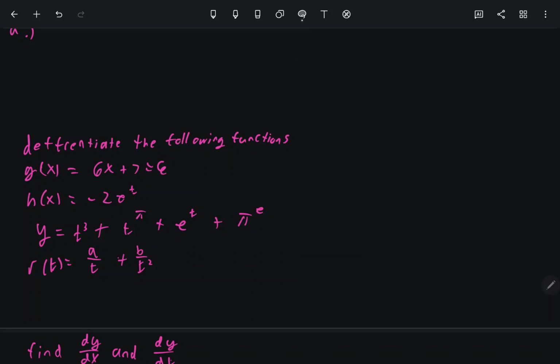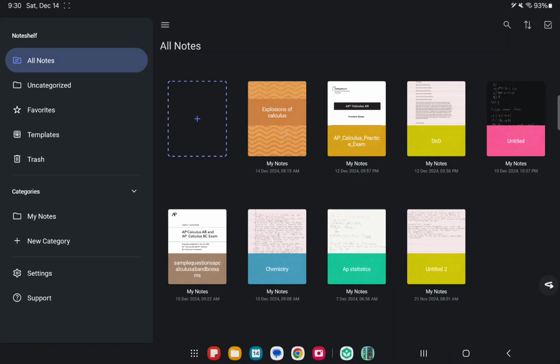We now have h of x. h of x is equal to negative 2e to the power of t. Well, apply the derivative operator. Or sorry, h of t this should be.